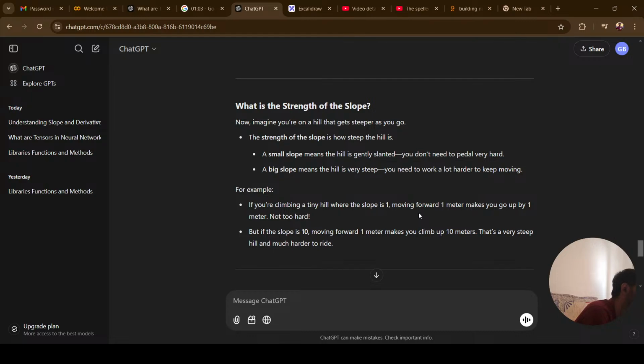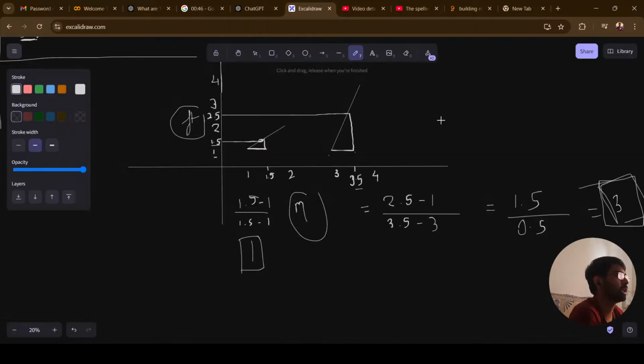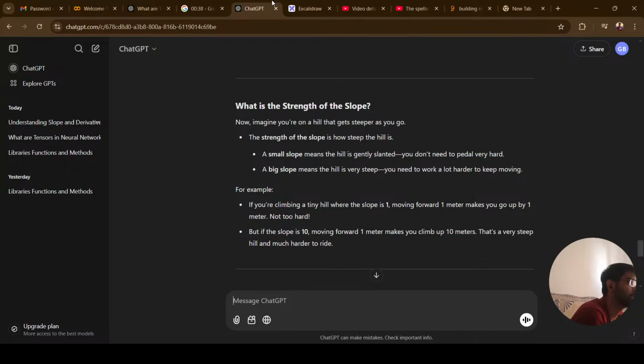For example, if you are climbing a tiny hill where the slope is 1, moving forward 1 meter will make you climb 1 meter, not too hard. If the slope is 10, moving forward makes you climb 10 meters. That's very steep and much harder to ride. Similarly, in this example, climbing this hill will be much tougher than this one because the slope here is 3 as compared to 1.